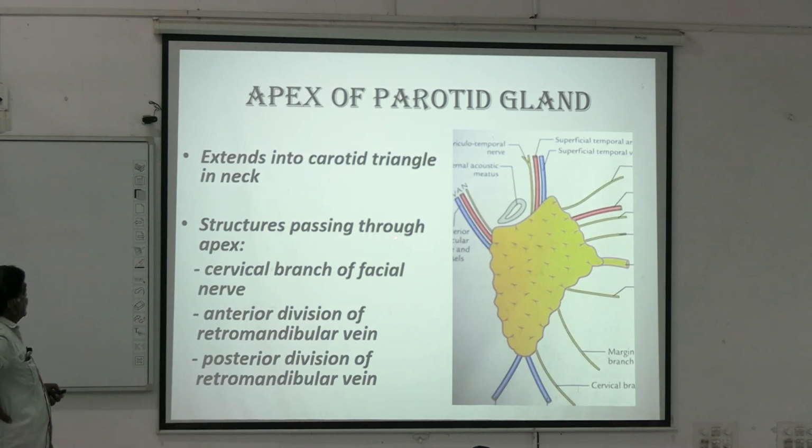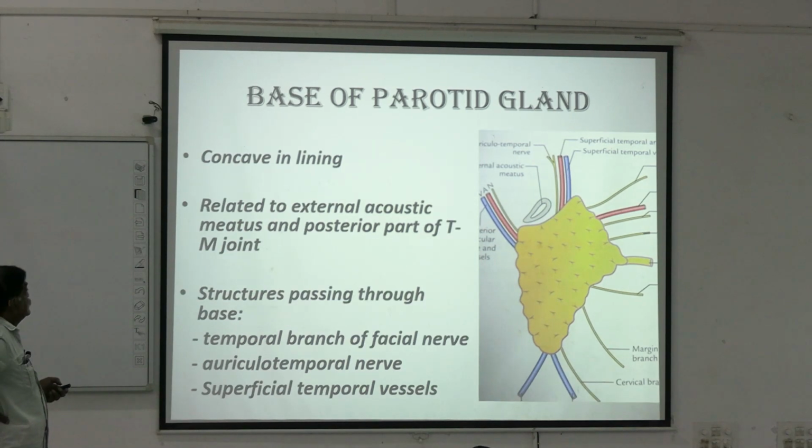Now, structures passing through the apex: cervical branch of the facial nerve, anterior division of the retromandibular vein, and posterior division of the retromandibular vein. Next. Base of the parotid gland, concave in outline, related to the external acoustic meatus and the posterior part of the temporomandibular joint.